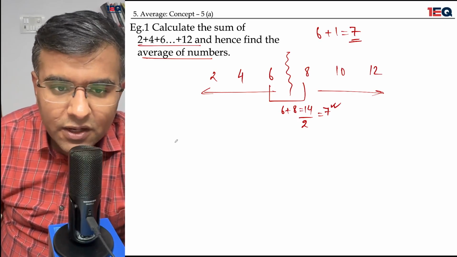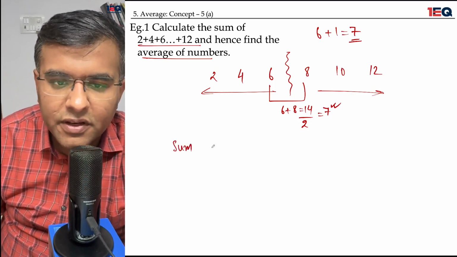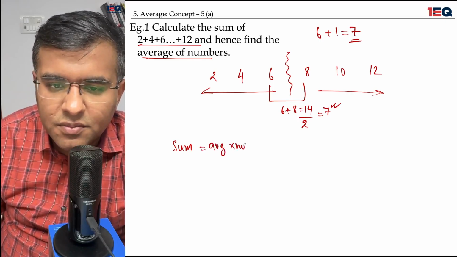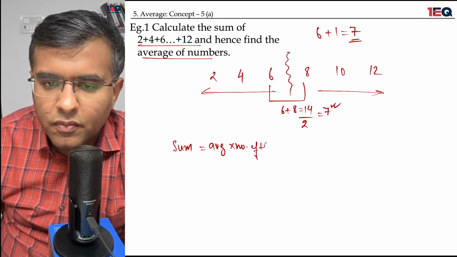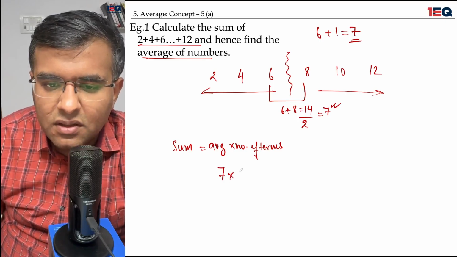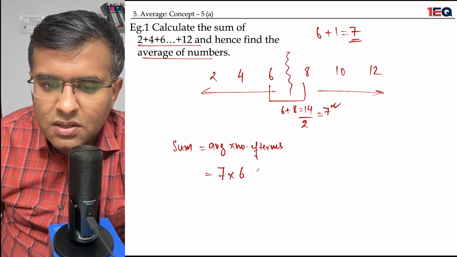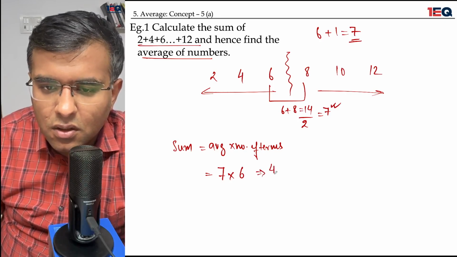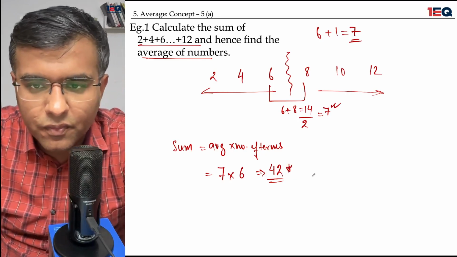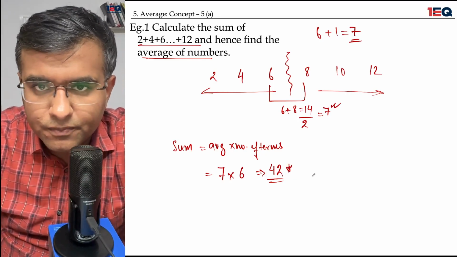If I need to find the sum of the numbers, I'll multiply the average with the number of terms. The average has come out to be 7, and the total number of terms is 6. So 7 into 6 is 42. We're sitting at 42.